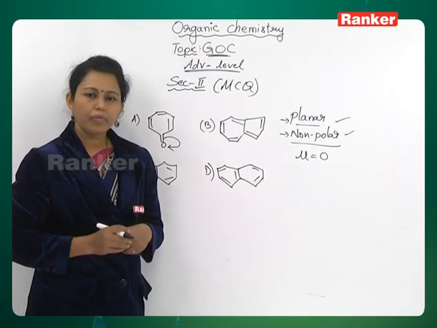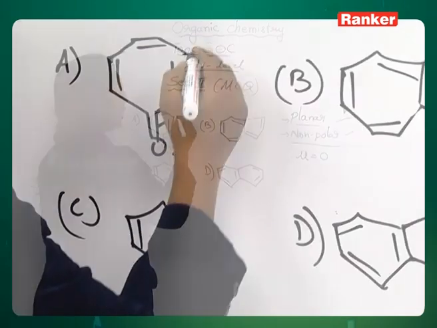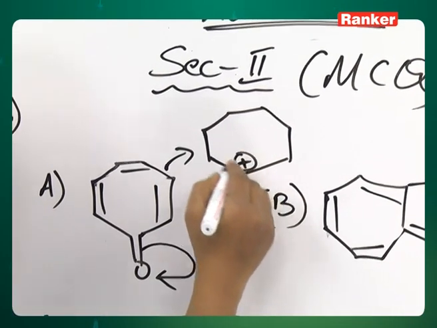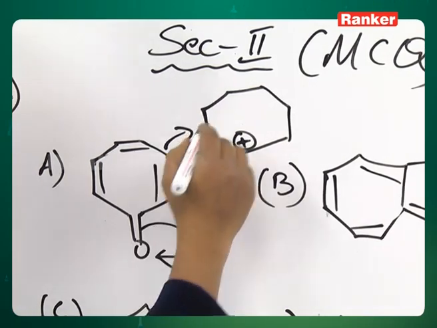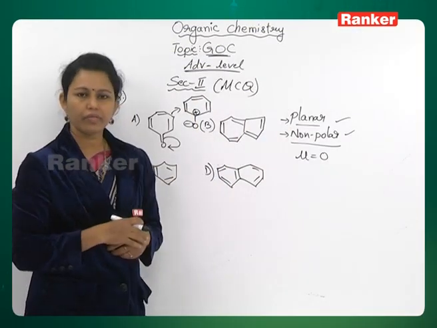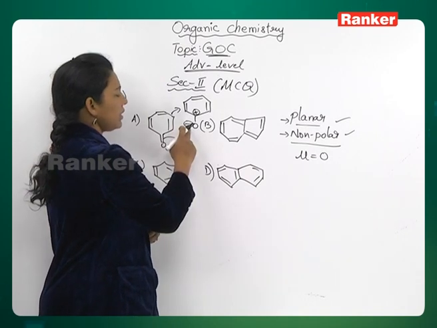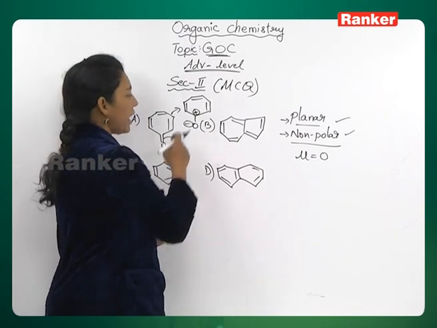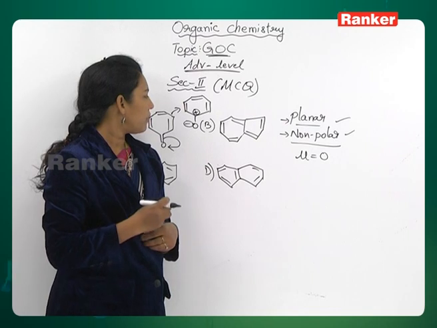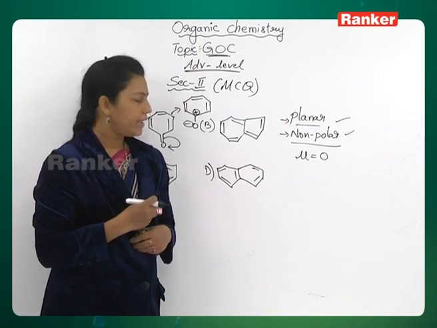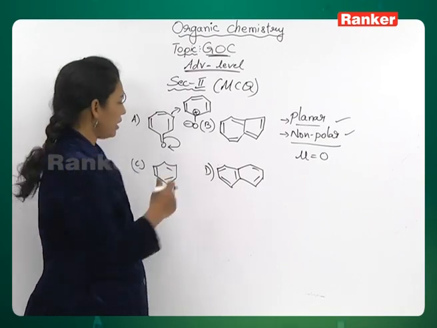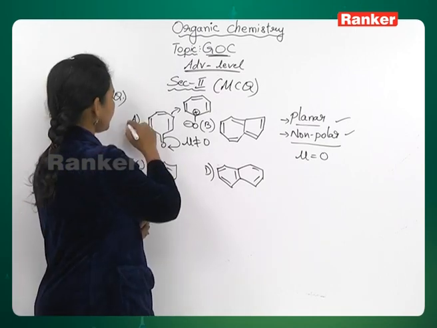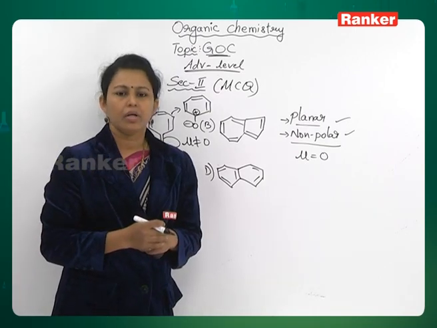As it pulls the bonded pair of electrons towards itself, we get a structure in which the carbon gets a positive charge and the oxygen gets a negative charge. The double bond's position will be as it is. So the molecule is acquiring planarity and polarity. It is planar with sp2 hybridization on all the carbons, and it has polarity here. As it has polarity, its dipole moment value is not equal to 0. Hence we can select the first option.